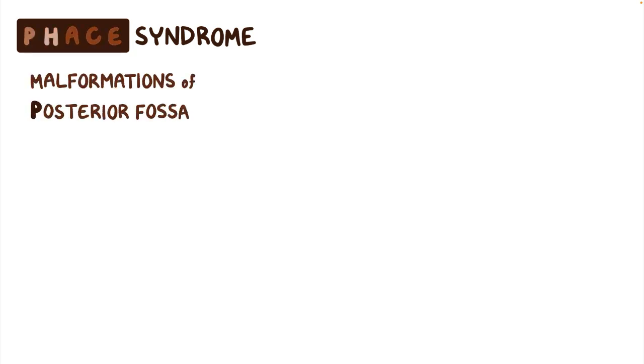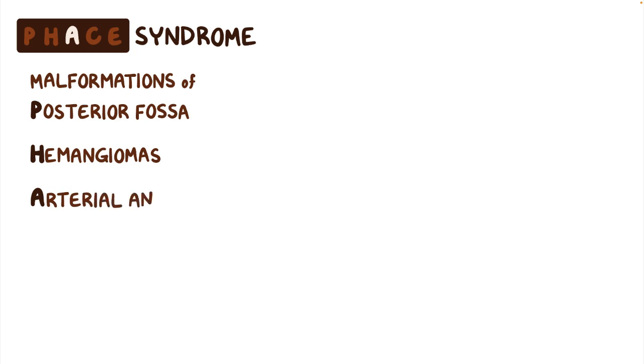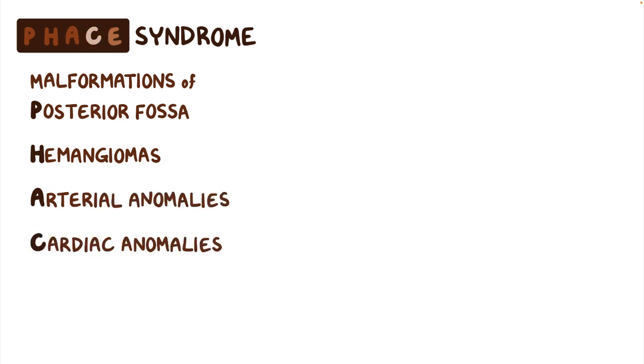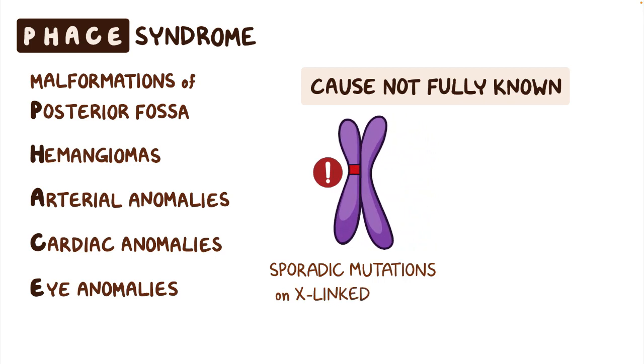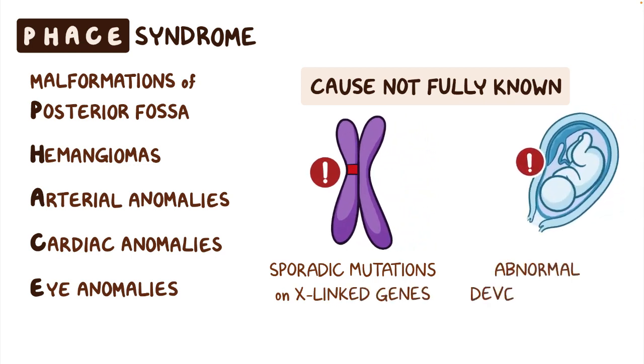PHACE syndrome refers to the association of malformations of the posterior fossa of the brain, hemangiomas, arterial anomalies, cardiac anomalies, and eye anomalies. The cause of PHACE syndrome is not fully known, but it may be associated with sporadic mutations on X-linked genes and abnormal development in utero.